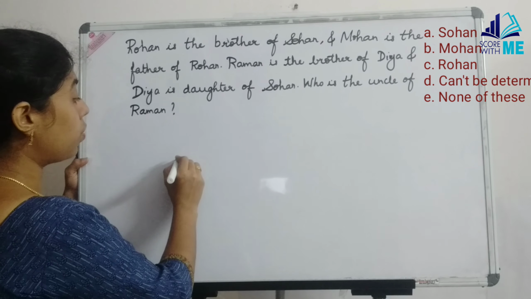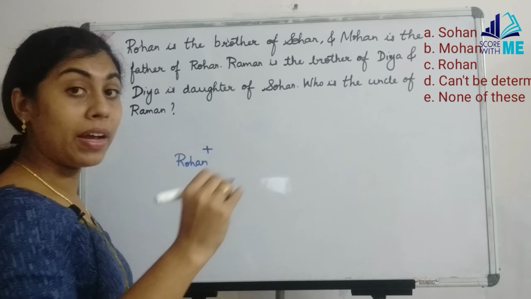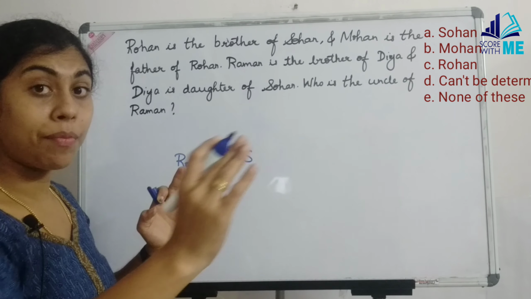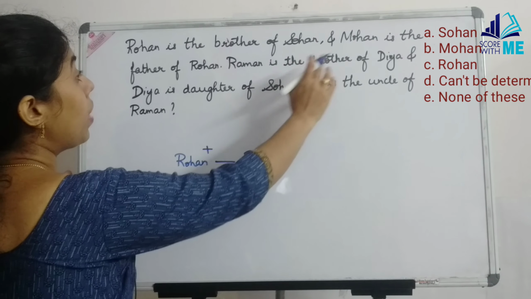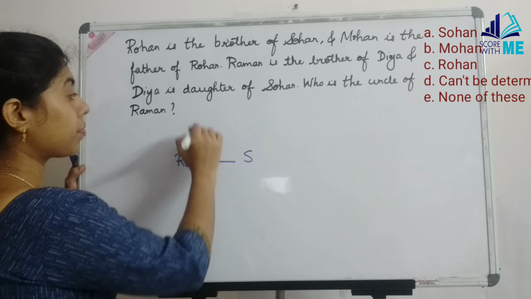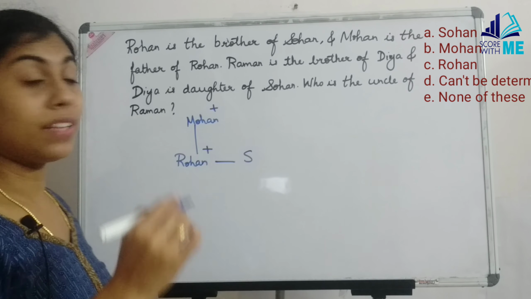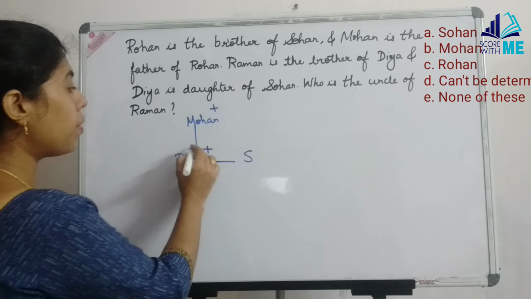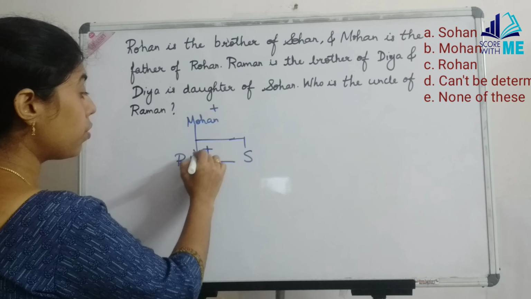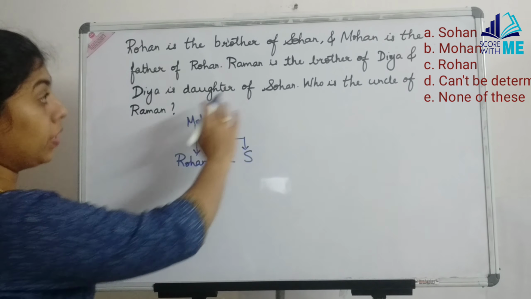Rohan is a brother. So I indicate Rohan by a male symbol. Rohan is a brother of Sohan. We cannot say anything about Sohan's gender. Mohan is the father of Rohan. So Mohan is father. So this again is male. Mohan is a father of Rohan. That means Mohan's two children are Rohan and Sohan. Sorry, Rohan and Sohan are the children of Mohan.